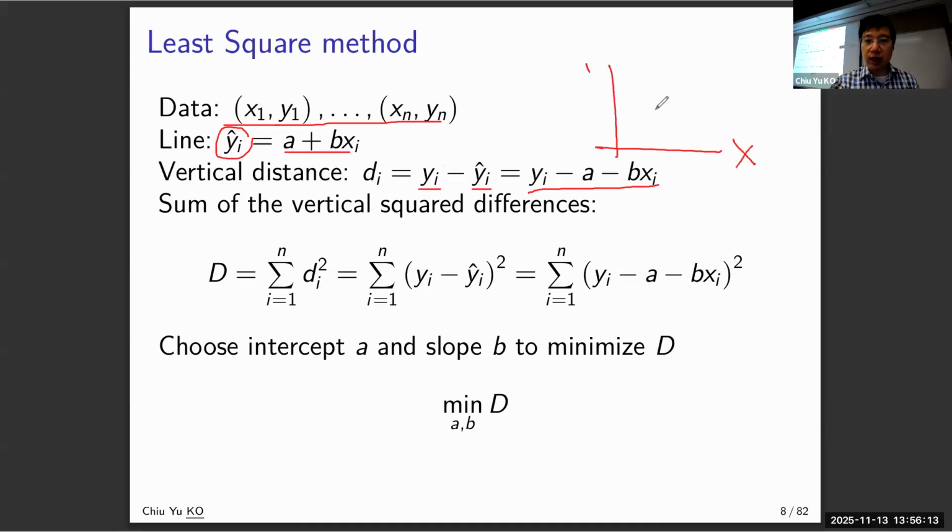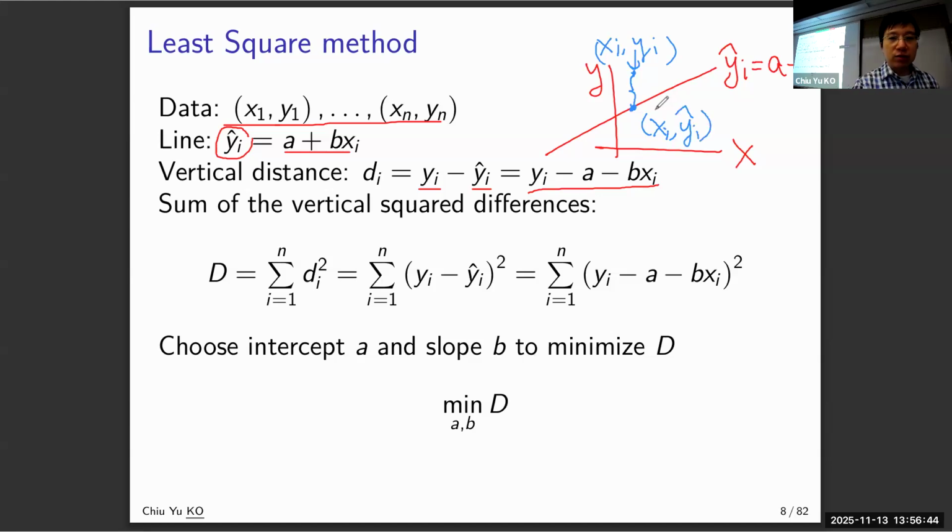So this is x, this is y, and this is your y hat, which is a plus b xi. Pick a data point here, this data point is xi, yi. And this point is xi, yi hat. And the vertical distance, this distance, is di, which is yi minus yi hat.